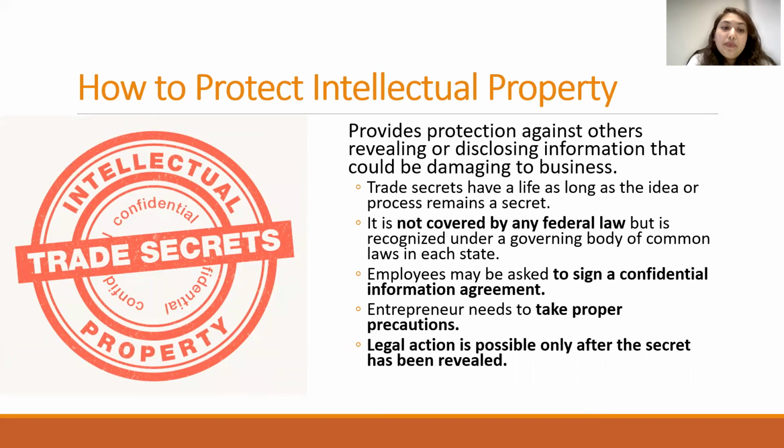The next intellectual property is trade secrets. This provides protection against others revealing or disclosing information that could be damaging to the business. Trade secrets have a life as long as the idea or the process remains a secret. It is not covered by any federal law, but is recognized under common law in each state. Employees may be asked to sign a confidential information agreement. So entrepreneurs need to take proper care and precaution for it. Legal action is only possible after the secret has been revealed.